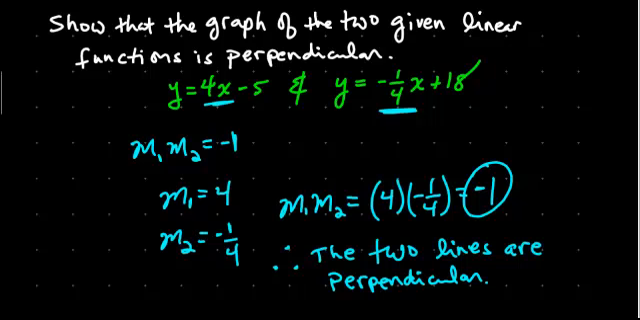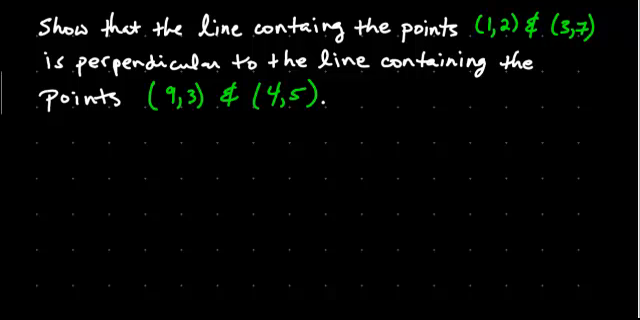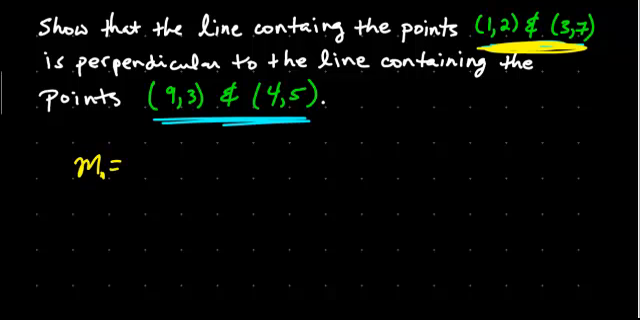So these two were. One more here, and this one we're given the points. We're given that a line passes through these 2 points, and we're given that a line passes through these 2 points, and we want to show that those 2 lines are perpendicular to each other. So all I really need to do is find the slope of each line. So let's do that one in yellow. Let's say M1. M1 is going to be 7 minus 2 over 3 minus 1. So M1 equals 5/2.